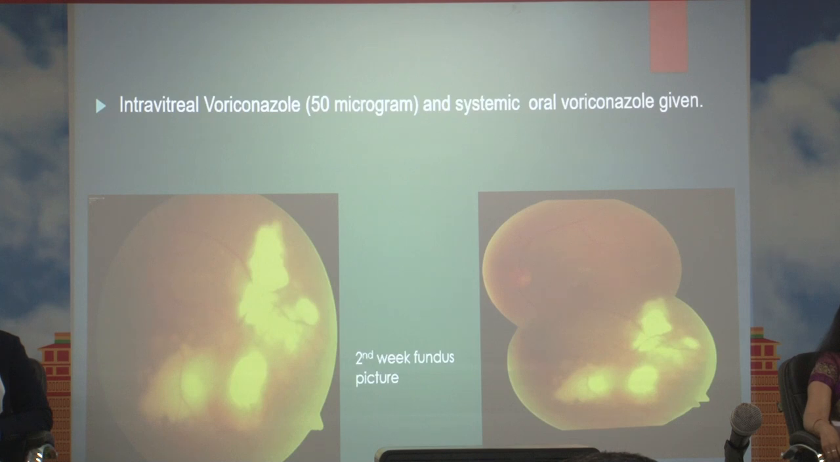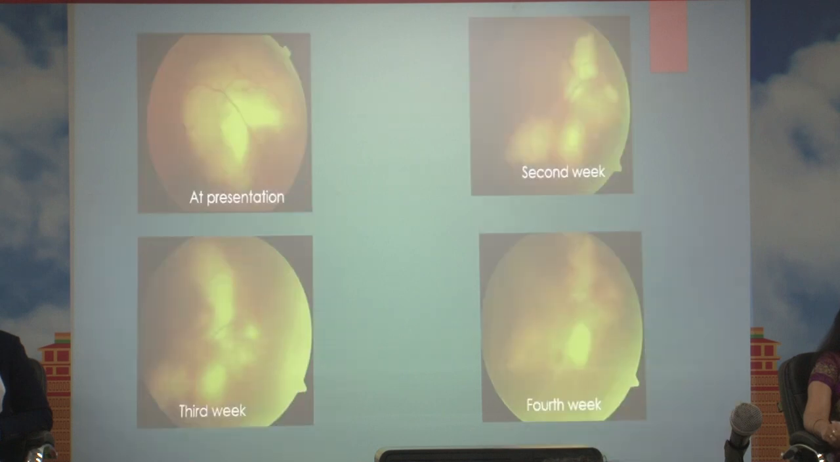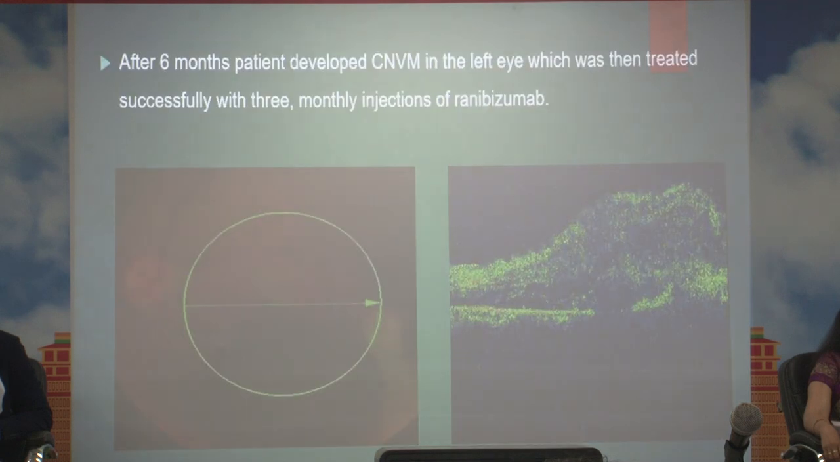So we gave intravitreal voriconazole, 50 microgram, and also started systemic oral voriconazole, 400 mg BD. The baseline liver function test was done, which was normal. So we started the 400 mg voriconazole. And this was the second week picture of the fundus. In the second week it was improving, then at the third week the confluent lesion and vitreous haze were more again. In the fourth week it was improving, and the vision also started to improve.